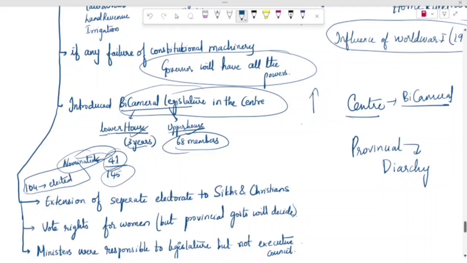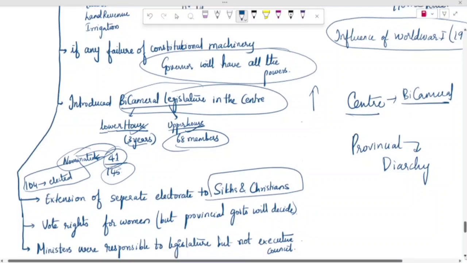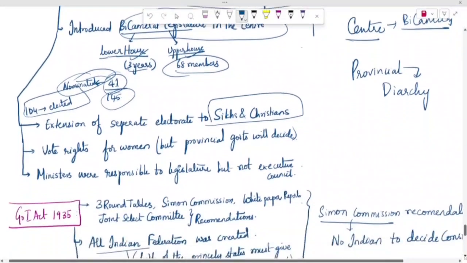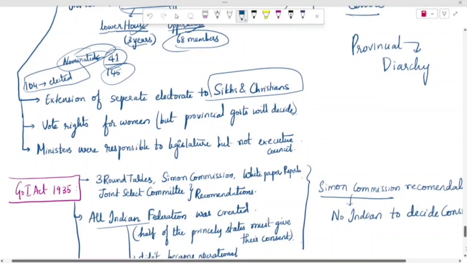Then they extended the separate electorate to Sikhs and Christians. In 1909, they gave a separate electorate to Muslims. Now separate electorates were given to Anglo-Indians, I mean Christians who were in India, and also to the Sikhs.